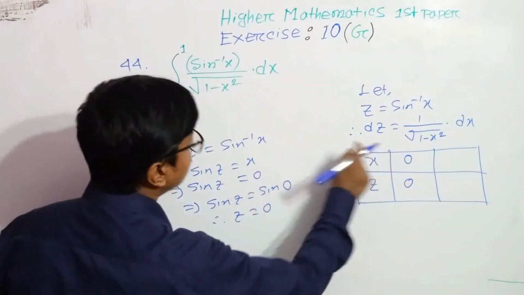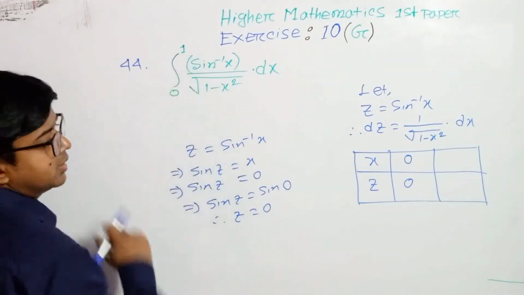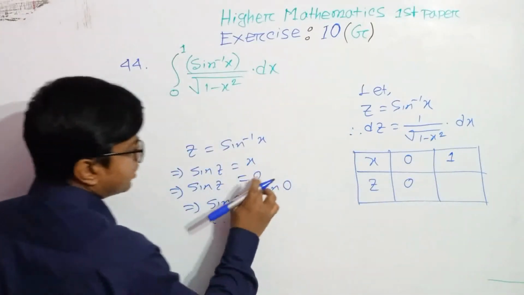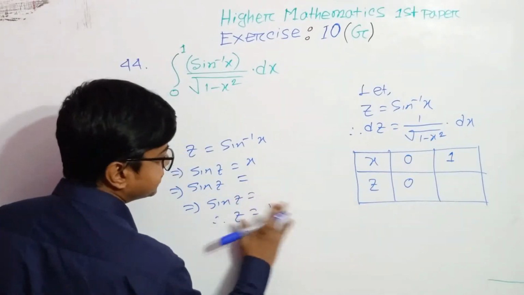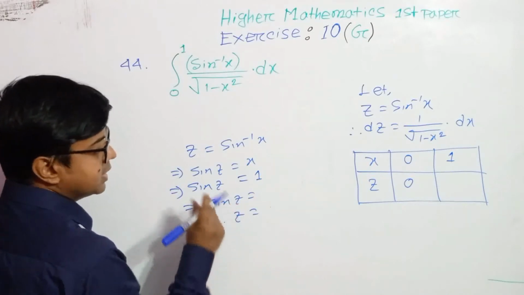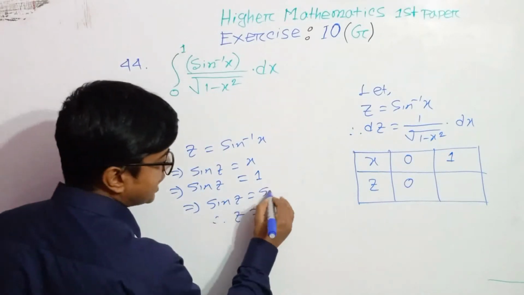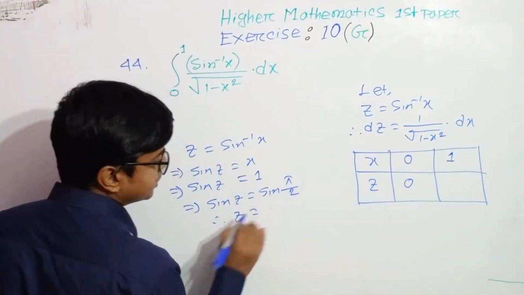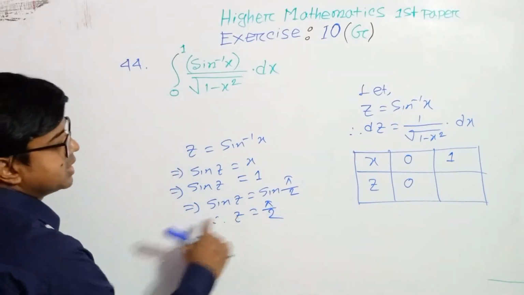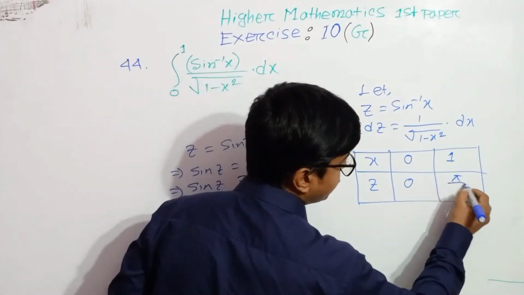And another one is upper limit is 1, so x is 1. Here we can write x equals 1, and we all know that sin 90 degree is 1, so sin pi by 2. Here z equals pi by 2, so pi by 2.